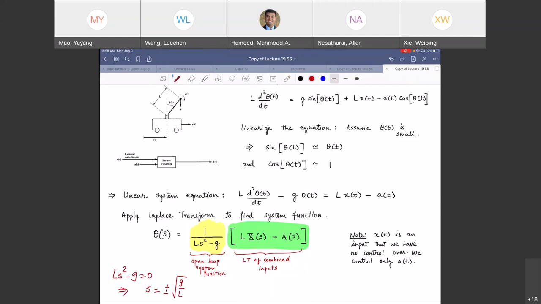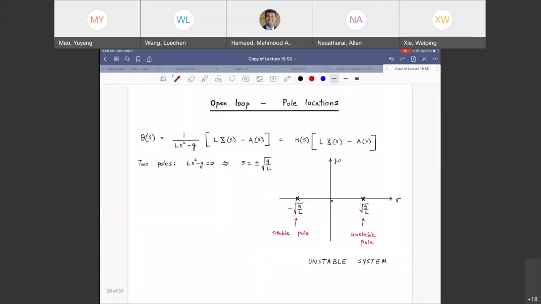Yeah, square root of g over l. What does that mean? One is a good pole, one is a bad pole, right? One is in the left half, the good one. The other is going to be our unstable pole in the right half, which essentially means that when you design an open loop system in which you are not influencing the acceleration using theta, then you have an unstable system.